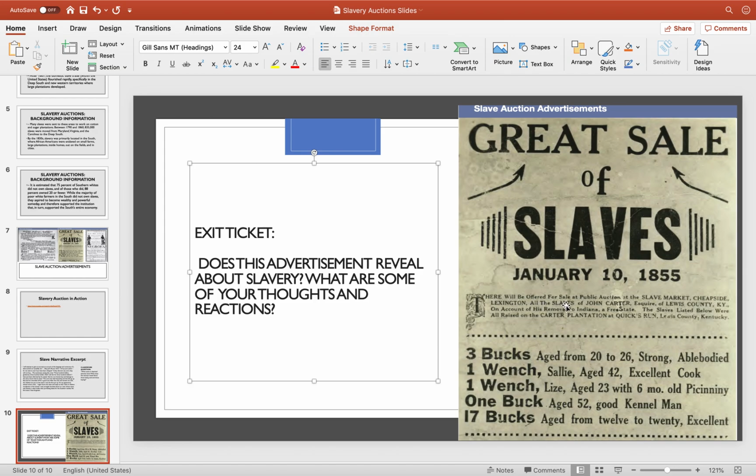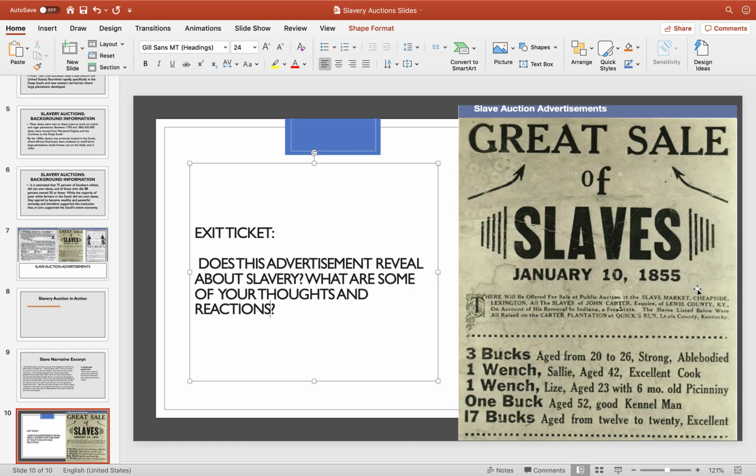There will be offered for sale at public auction at the slave market, Cheapside, Lexington, all the slaves of John Carter, Esquire of Lewis County, on account of his removal to Indiana, a free state. The slaves listed below were all raised on the Carter plantation at Quicks Run, Lewis County, Kentucky.